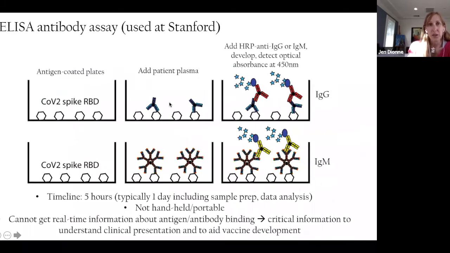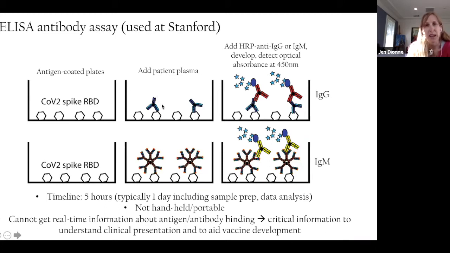So what's generally used, at least with my collaborator Scott Boyd, who's doing all of the Stanford antibody assays, is an ELISA assay. This dates roughly from the late 1960s. The way the assay works is that you have plastic plates, essentially microwell plates, that are coated with the spike receptor binding domain. Then you add in the patient plasma. And then you're looking for a change in the absorption of the solution, or in some cases, a change in the fluorescence of the solution.